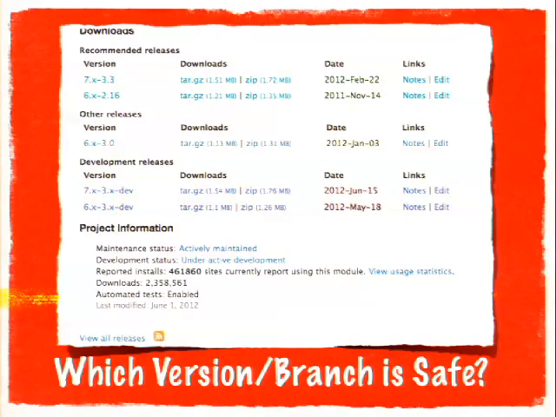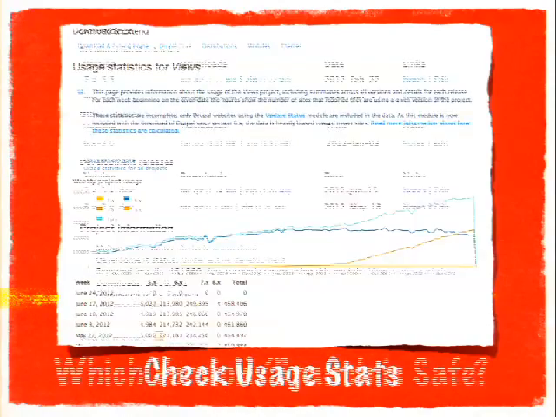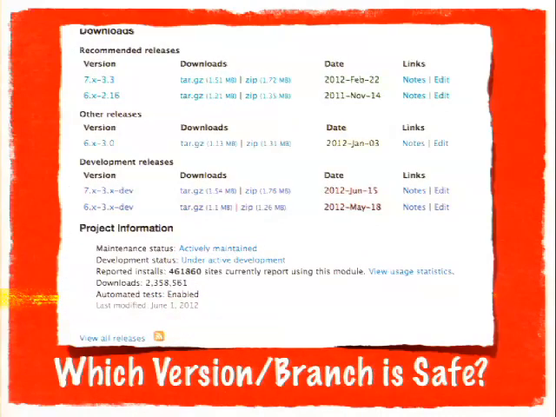And 6.3, I can tell by the version number, is also the basis for 7.3. So that in fact is what happened. 7.3 has what's in 6.3 and is using that. And then down here, we've got maintenance status. I can see that it's marked as being actively maintained and that it's under active development.